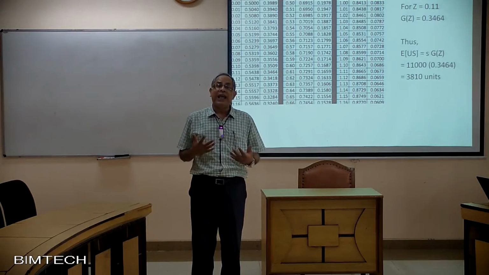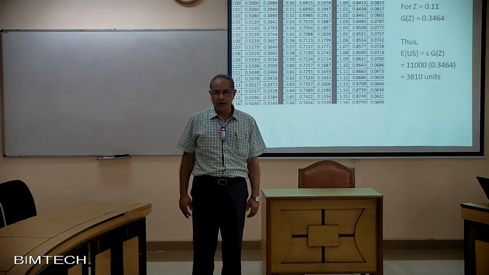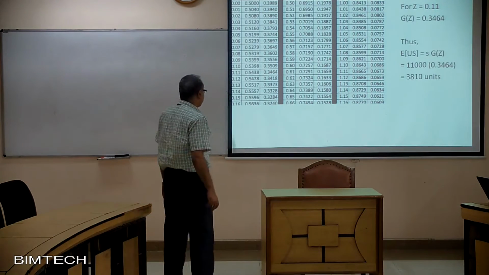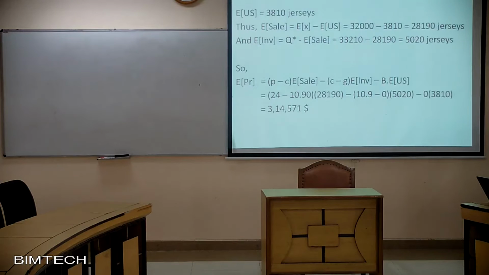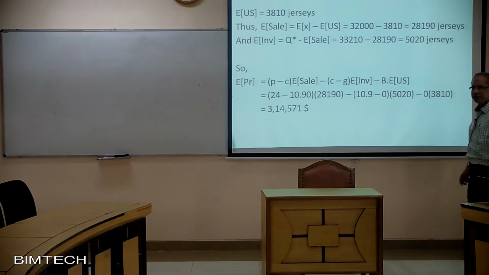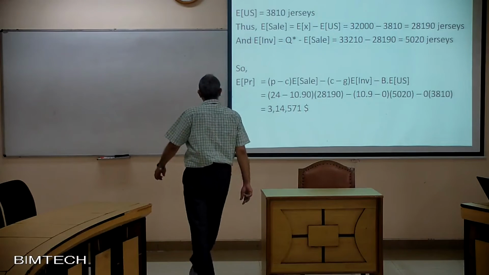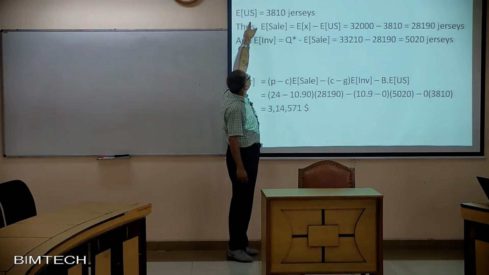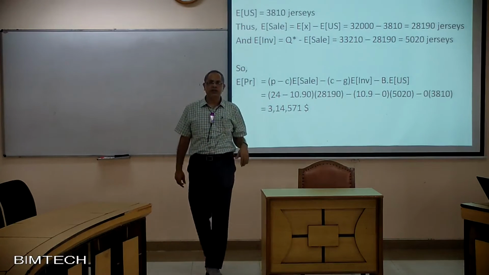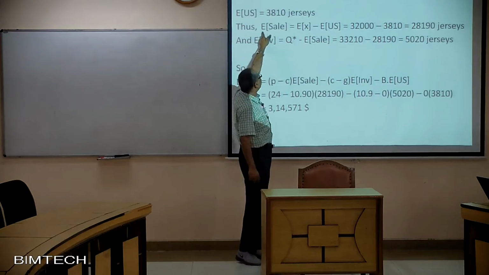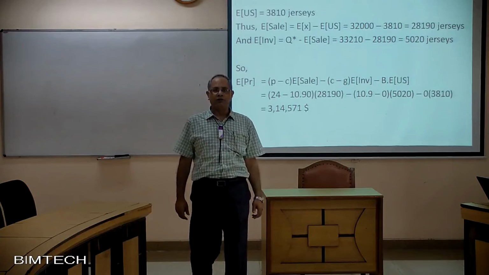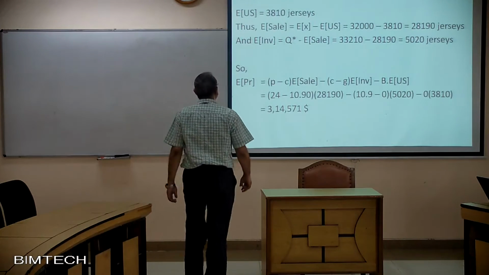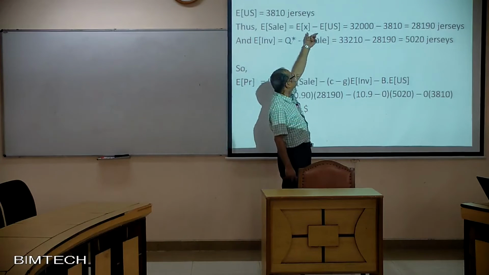3,810 units is the expected number of units which we will go short with. Now we have everything available to us to go ahead and use our expected profit formula. Before doing that, expected unit short is 3,810, as we just saw. We will be needing the expected sale value in the first term of the profit formula. So expected sale is nothing but the expected demand minus the expected unit short.